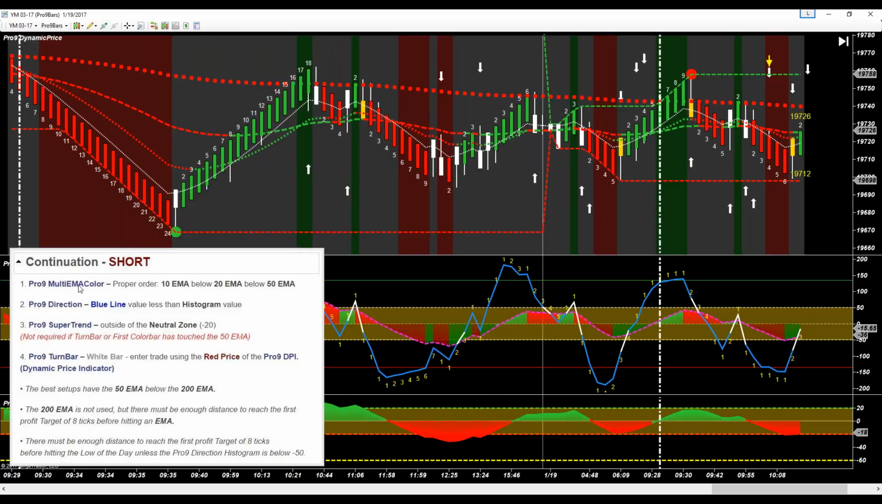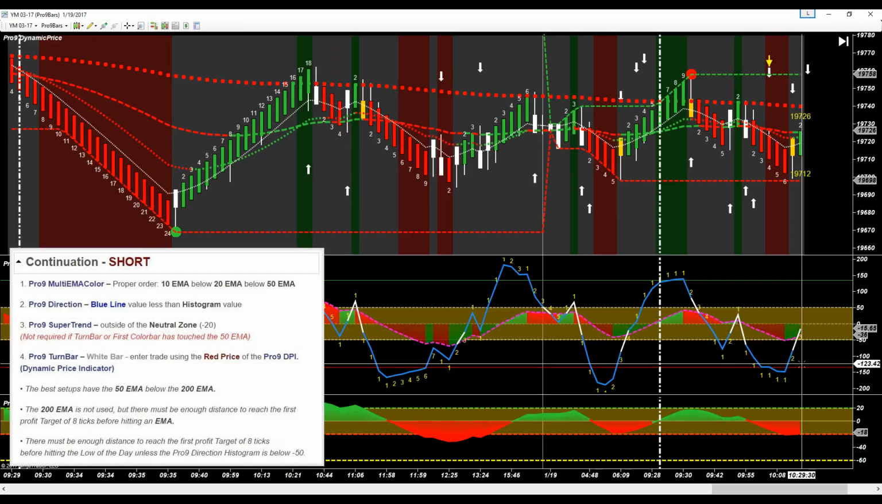My EMAs are already in order. That's 2 rules. I'm fairly confident that my blue line will cross to the correct side of the histogram. We're pretty close. And this is one of the most difficult things to tell, is that we don't always know how far the blue line is going to travel, right? And with more experience and more chart time, it gets easier to determine that.